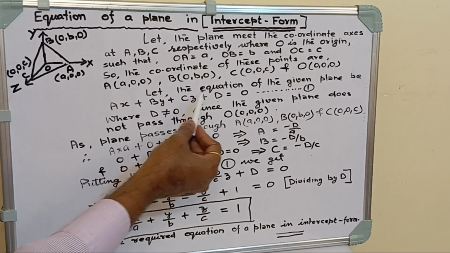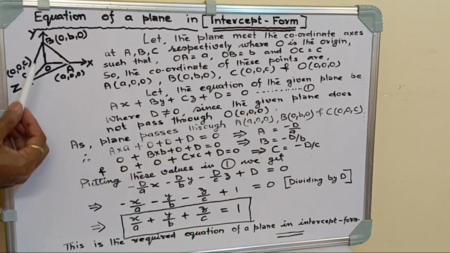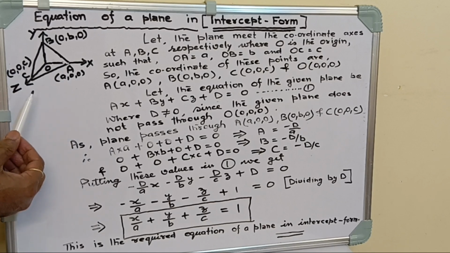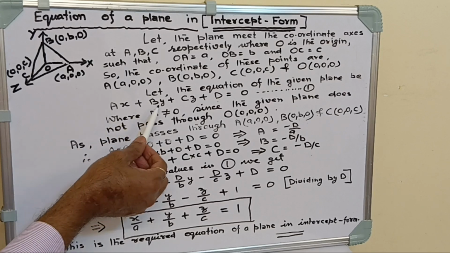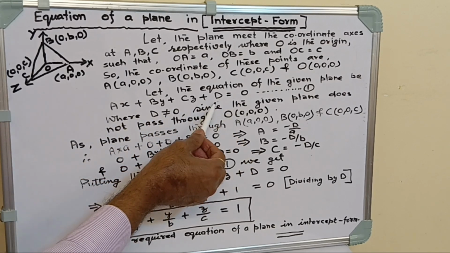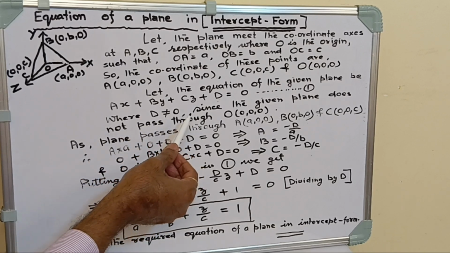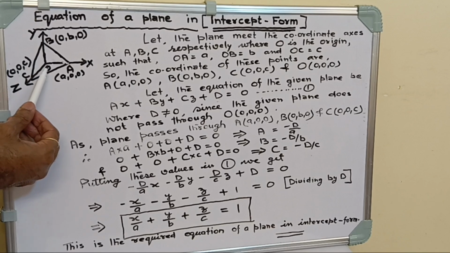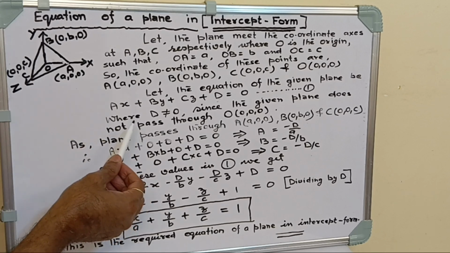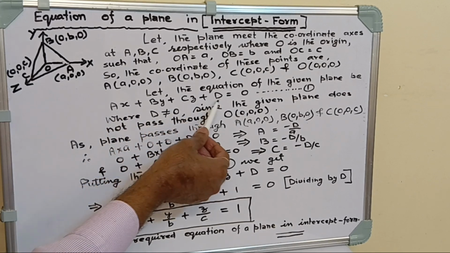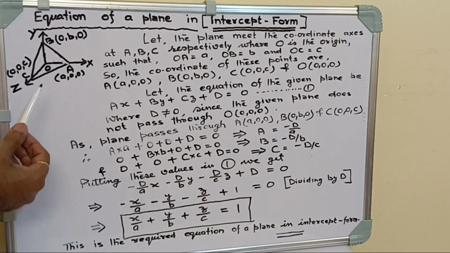Let the equation of this plane ABC be ax plus by plus cz plus d is equal to 0, where d is not 0. Why? Since the given plane does not pass through origin O (0, 0, 0), putting x=0, y=0, z=0, it becomes d equal to 0, but d is not 0, since this plane does not pass through the origin.